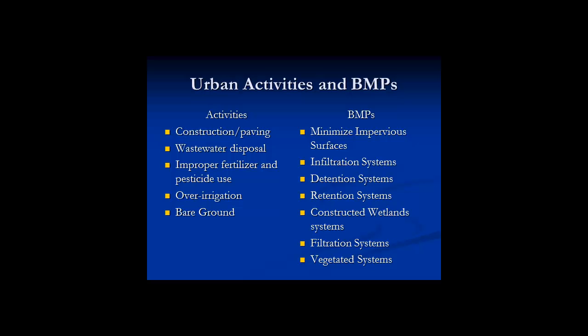Constructed wetland systems, where we're trying to construct a wetland and mimic nature's wetlands to clean and slow down and hold that water. Filtration systems, and also vegetation systems that could be things like swales. So having a vegetated area that's cleaning up that stormwater as it's flowing to the creek.